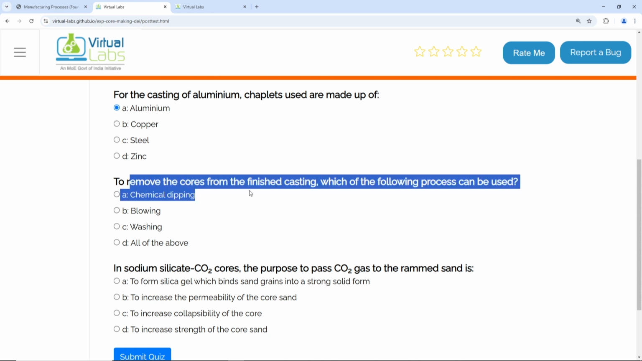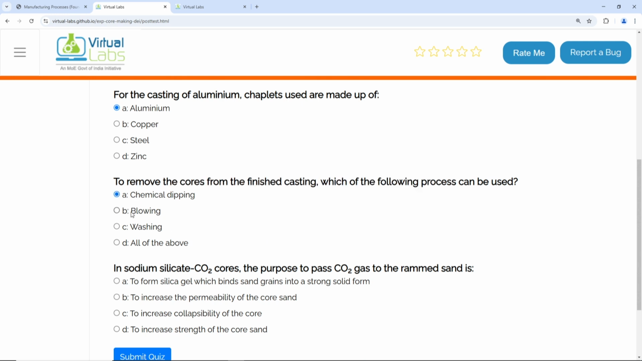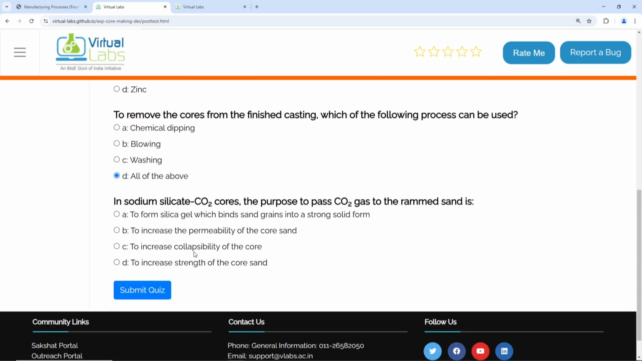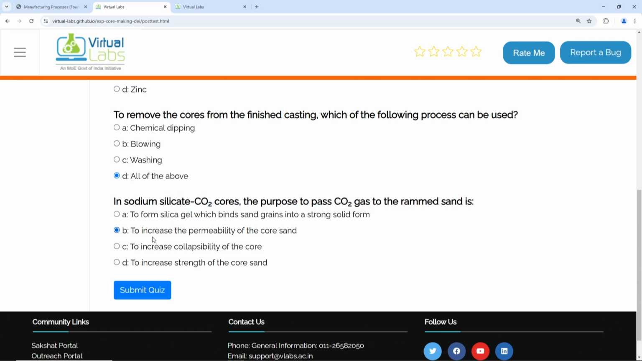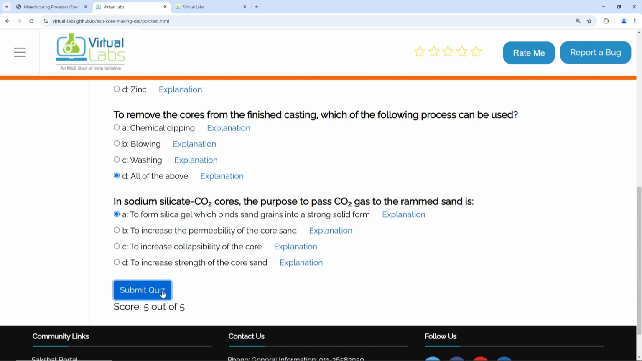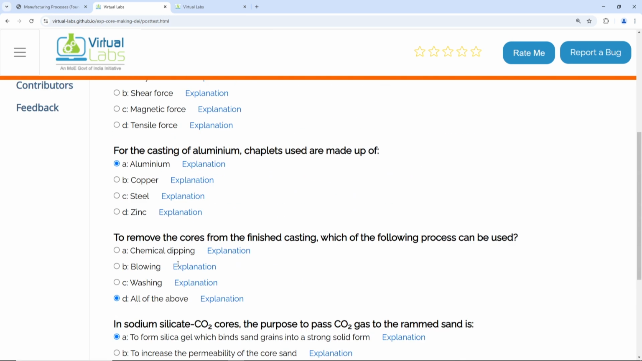To remove the cores from the finished casting, which of the following processes can be used? Generally, chemical dipping, blowing, washing, all of these are used. In solid silicate carbon dioxide cores, the purpose of passing carbon dioxide gas to the rammed sand is, this you now know very well, to form silica gel which binds sand grains in a strong solid form. This is the answer. Increasing permeability is less relevant, as are increasing collapsibility and increased strength of the core sand. Most relevant is the first part. Let me submit. 5 out of 5. This is now ready.